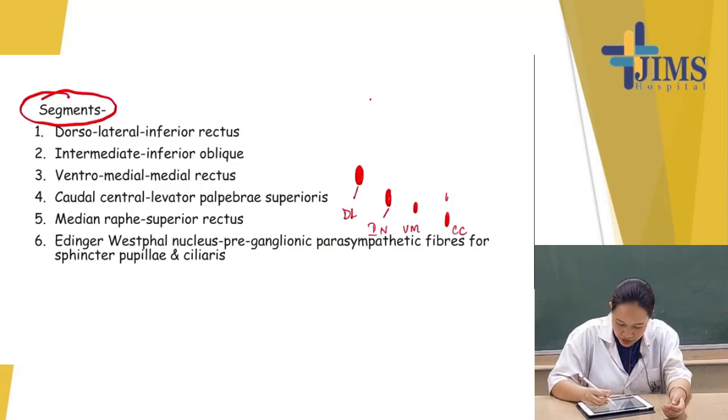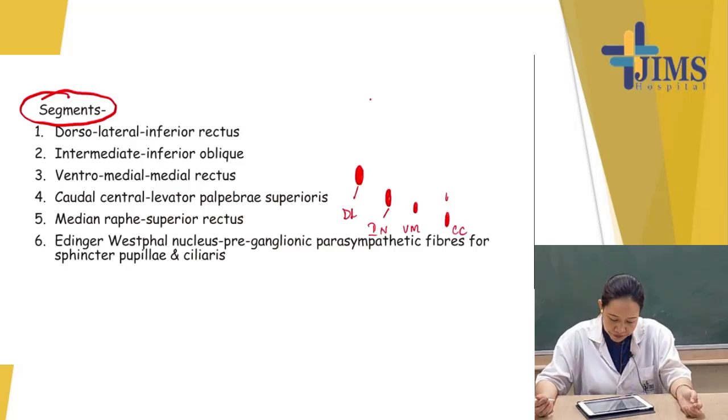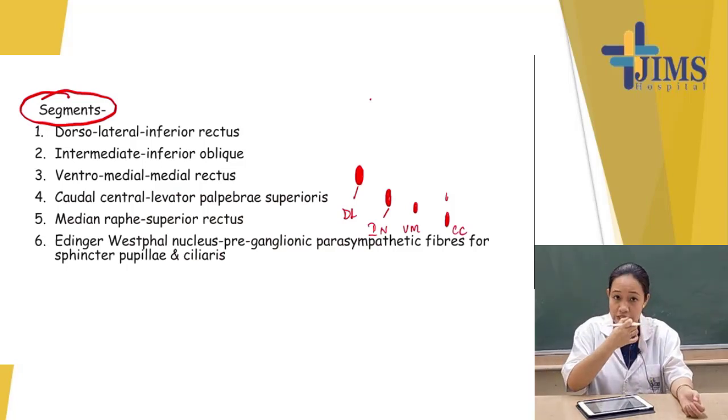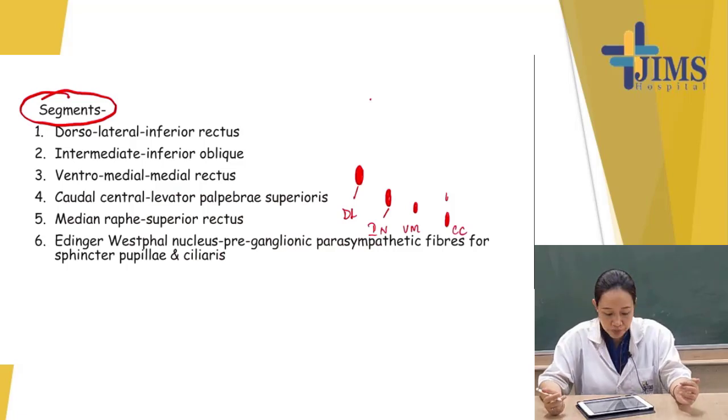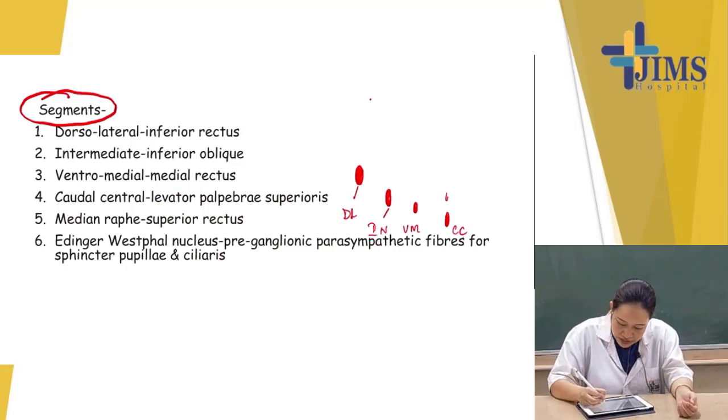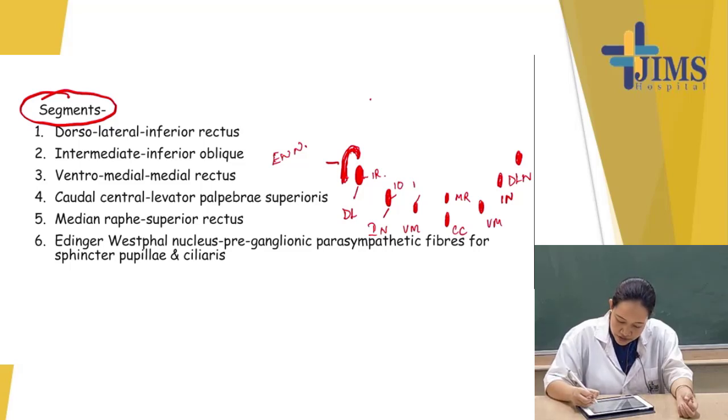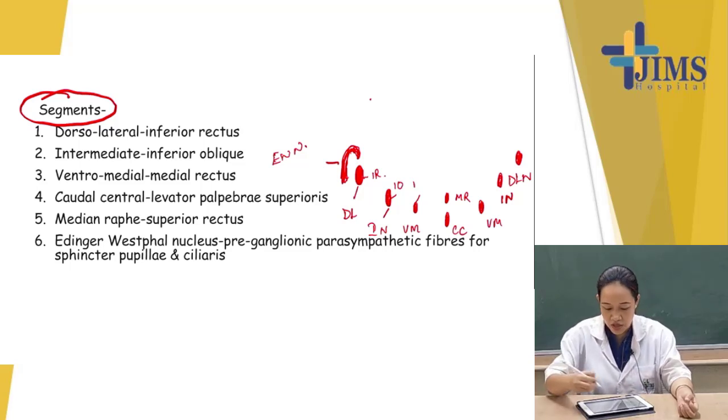This is the Edinger-Westphal nucleus. So, what are these nuclei for? These are specific for each muscle, like the dorsolateral is specific for your inferior rectus, intermediate nucleus is specific for your inferior oblique, ventromedial is specific for your medial rectus muscle, caudal central is specific for your levator palpebrae superioris, median raphe is for your superior rectus.